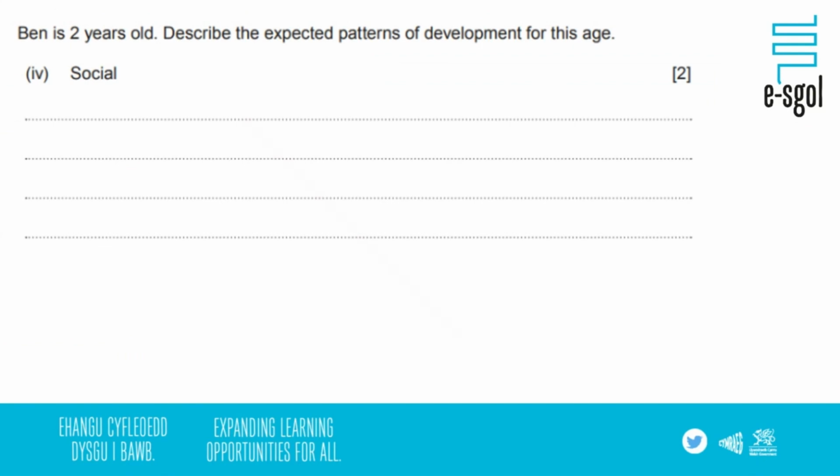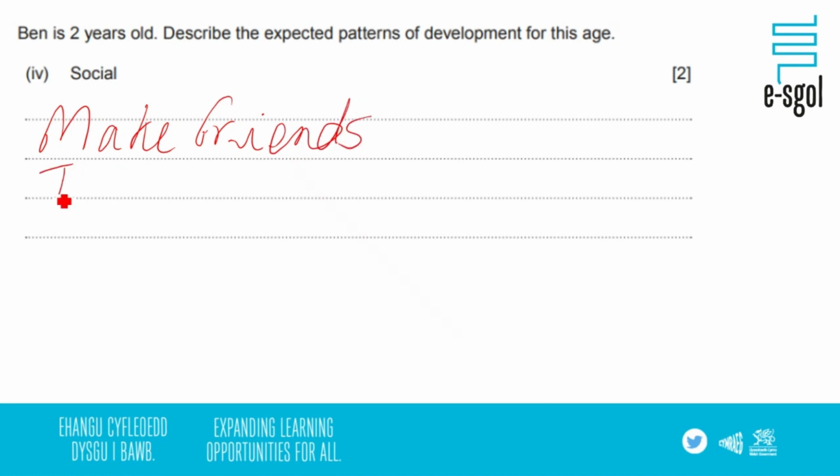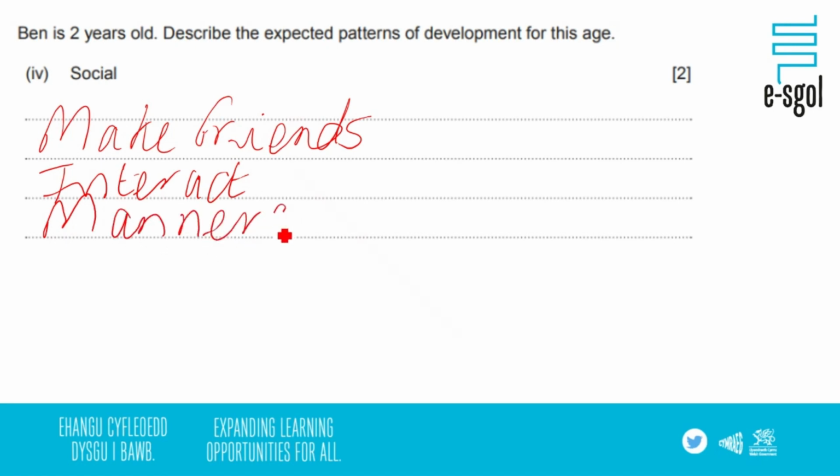So if I just finish here now on where Ben should be as a 2-year-old, I would be looking for him to be wanting to make friends. I would be looking at him to be able to interact with others. Obviously this depends on his level of language skills. However, he doesn't need to be able to speak. I would expect him to have certain manners in terms of perhaps sharing, for example, and taking turns. He would be very interested in playing with others.